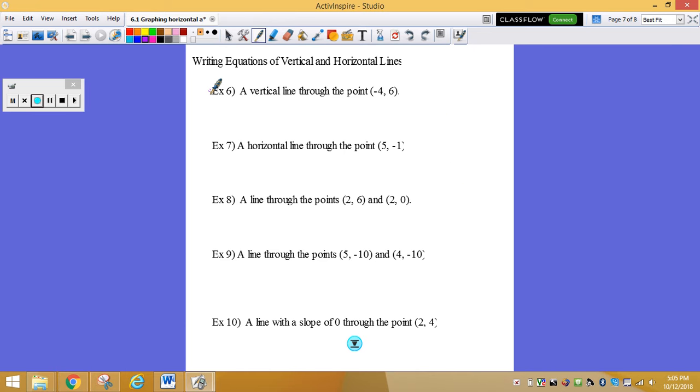Okay, what if they're not graphs? What if they're equations? So let's go through these. Vertical line, you should think of VUX, right? You write these as x equals a number. Well, how do you figure out what that number is? Well, look at your ordered pairs. Ordered pairs go x and y. So what does x equal in my ordered pair? -4.